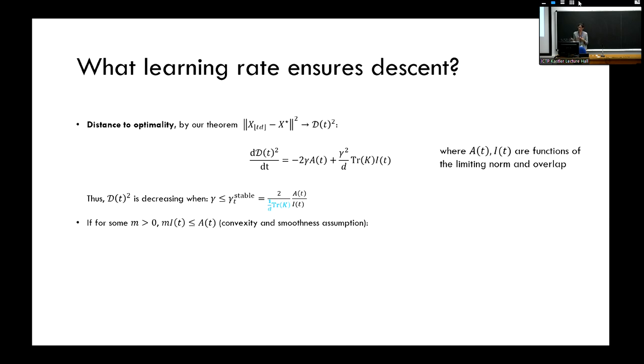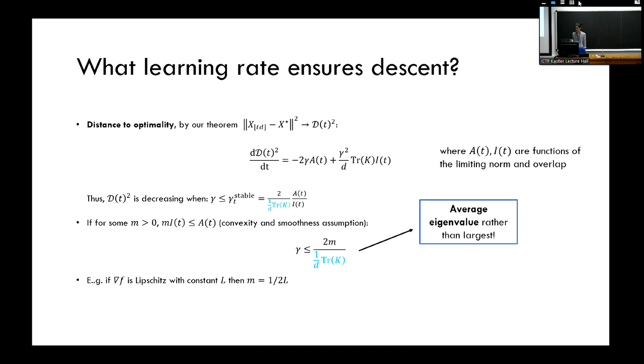If you assume some sort of smoothness and Lipschitzness on your gradient, then you can show that this is actually a constant. But what you see here is that this threshold depends on the average eigenvalue. So it means that if you think about the typical behavior in high dimension, you can arrive at a much larger learning rate and still be stable, compared to what people would think from finite theory, where the threshold would depend on the largest eigenvalue.